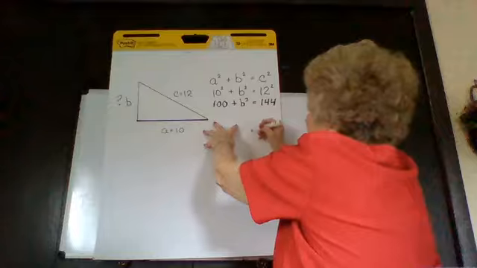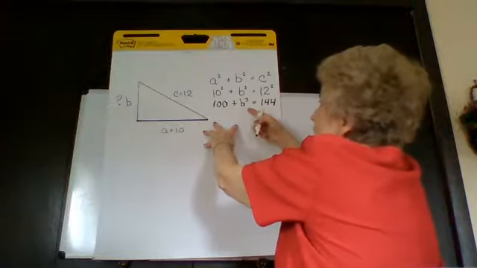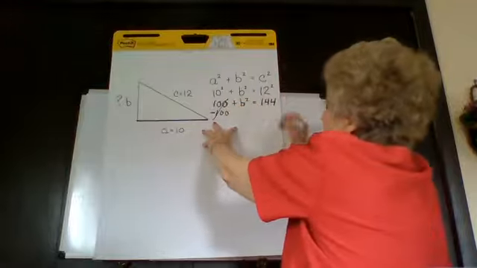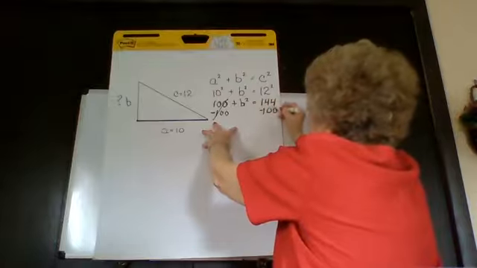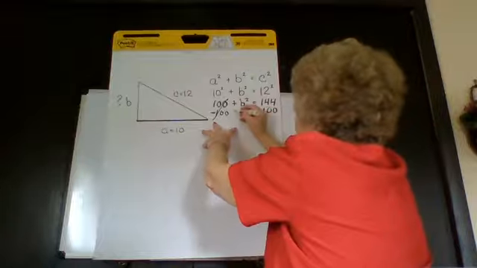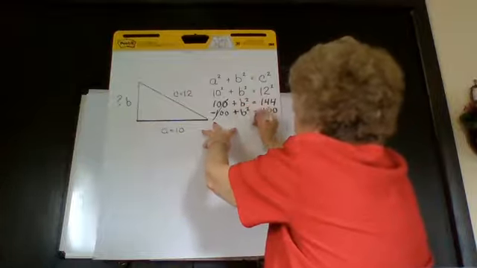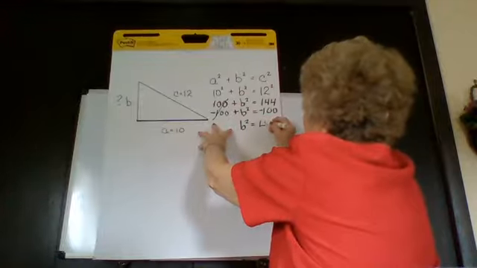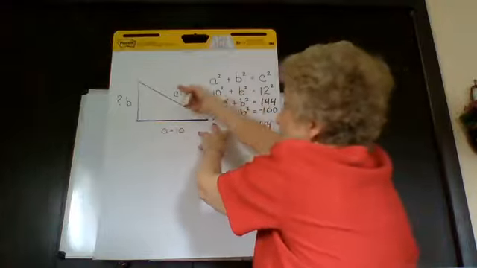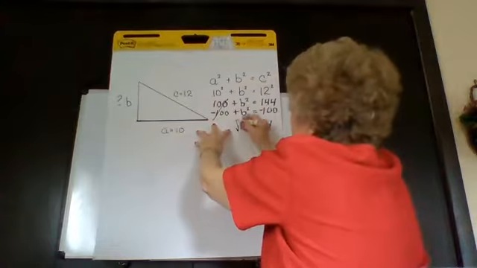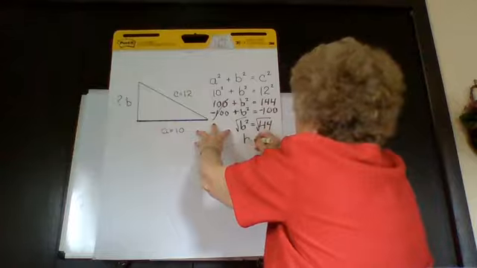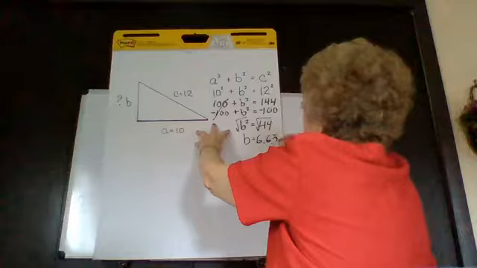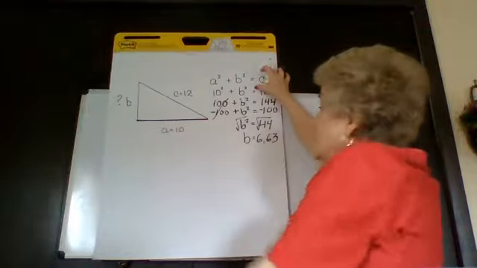Now, remember from algebra, how do we get B squared by ourselves? Well, we subtract the 100 from both sides. If we subtract 100 there, it's gone. We subtract 100 here, put my equal sign back, put my B squared back, because that's what I'm looking for, and I have B squared equals 44. Now I want to know what B is by itself, so I take the square root of both. I have B equaling 6.63, and you can find that using your square root key on your calculator.